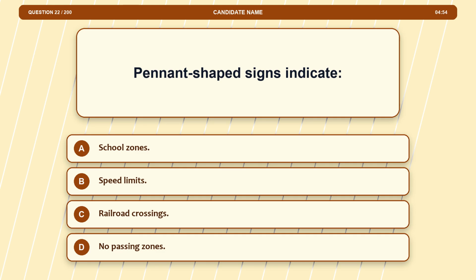Question 22. Pennant-shaped signs indicate Option A, school zones. Option B, speed limits. Option C, railroad crossings. Option D, no passing zones.